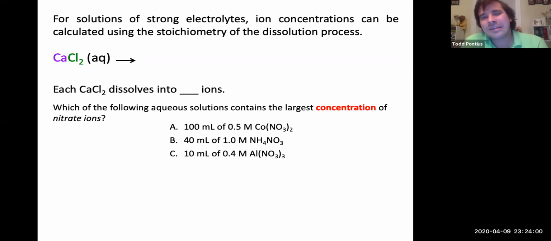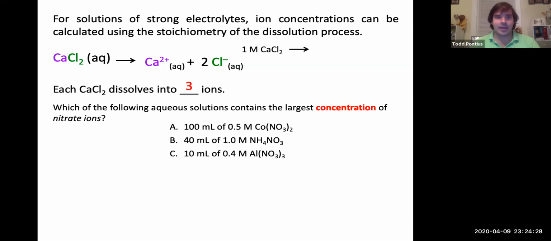Okay, so now let's look at electrolytes. When we're looking at strong electrolytes, we need to remember that the substance will dissolve completely into its respective ions. So specifically, let's look at calcium chloride here. For every 1 calcium chloride we have, when it goes into water, it'll dissociate into how many ions? It'll dissociate into 1 calcium 2+, and the 2 chlorides. So for every 1 calcium chloride, we end up getting 3 ions.